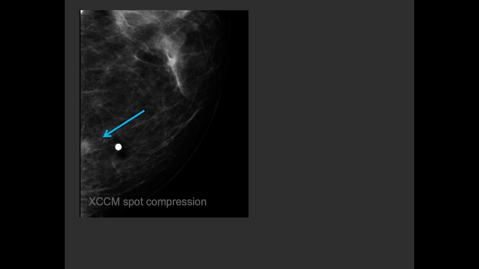So what we did in this patient is we actually went and examined her and we were able to feel it. And we put that bright BB marker there and we did an XCCM spot compression view. So an exaggerated CC medial and a spot compression view combination, as they can be done with the full paddle or the spot compression paddles. And you can see here, just on the edge of the image is an irregular mass.